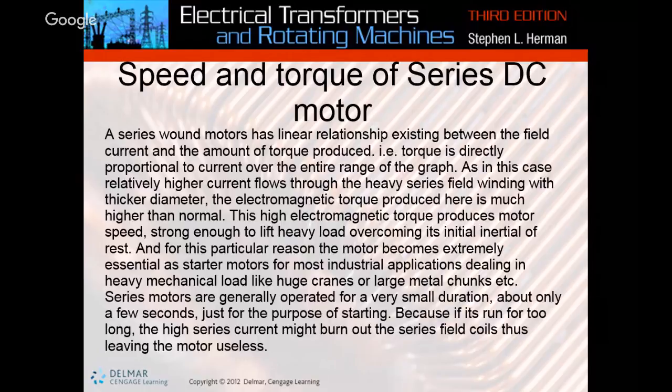So, speed and torque characteristics of a series DC motor. A series wound motor has a linear relationship between the field current and the amount of torque produced. For example, torque is directly proportional to the current over the entire range of the graph. In this case, relatively higher current flows through the heavy series field winding with thicker diameter. The electromagnetic torque produced here is much higher than normal. This electromagnetic torque produces motor speed strong enough to lift heavy load, overcoming its initial inertia of rest.